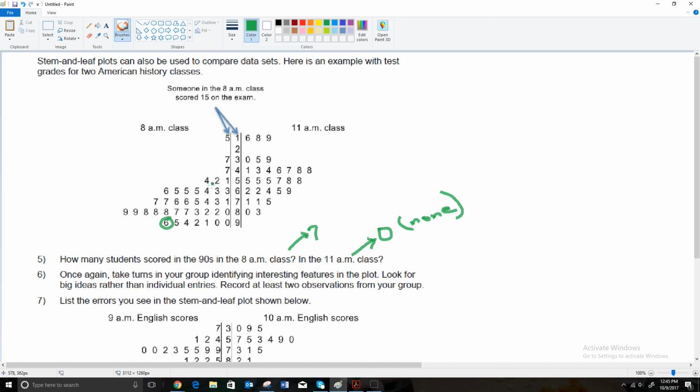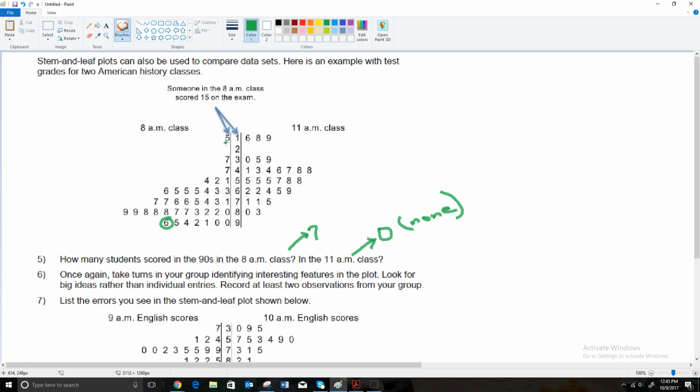Also, there's a lot more students in the 8 a.m. class. Just visually, I'm not even counting, but I can see there's a lot more values over here than there are over here. So this class did a lot better than the 11 a.m. class. There's more students in the 8 a.m. class than there are in the 11 a.m. class.